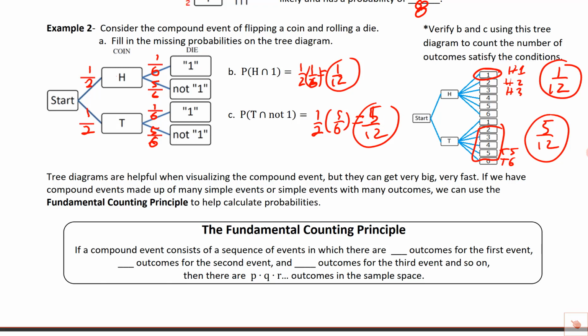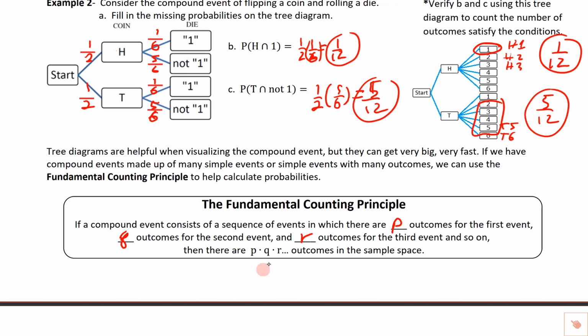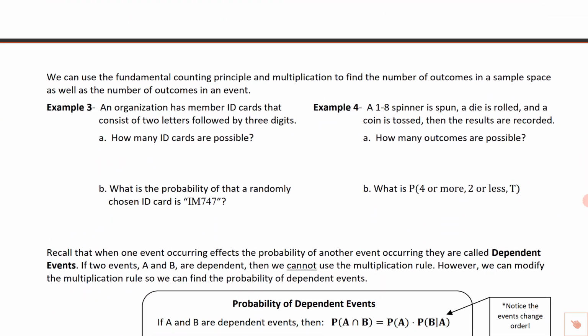So if a compound event is a sequence of events in which there are P outcomes for the first event, Q outcomes for the second event, and R outcomes for the third event, and so on. You can just keep assigning variables for each one of those. Then there are P times Q times R times however many you've got multiplied together. That's how many outcomes there are in the sample space. So we just multiply them together, whatever those choices happen to be. So flip the page over and take a look at example 3.